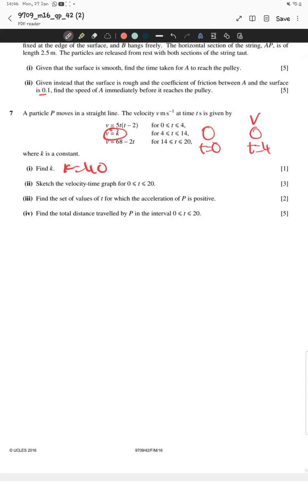Okay, so we can just check something. The first equation is 5t squared minus 10t. So that's a quadratic. Yeah, okay, it's a quadratic.